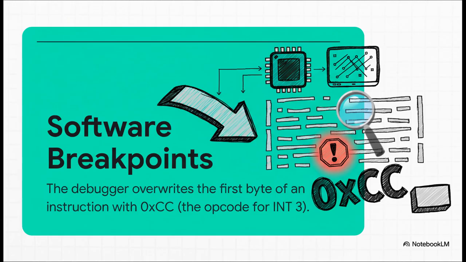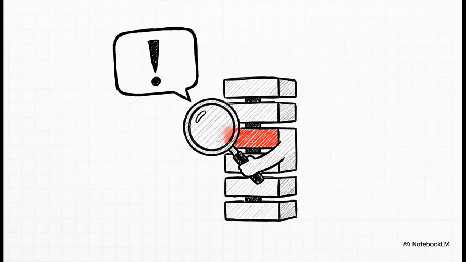The debugger literally goes into the malware's own code and swaps out the first piece of an instruction with a special code, this little byte, 0xCC. And that byte basically screams, "Stop!" to the computer's processor and hands control right over to the debugger. It's a digital tripwire. But you knew there was a but, right?